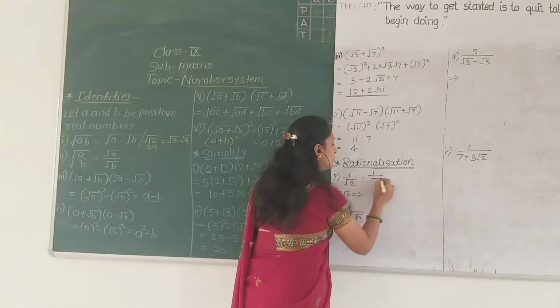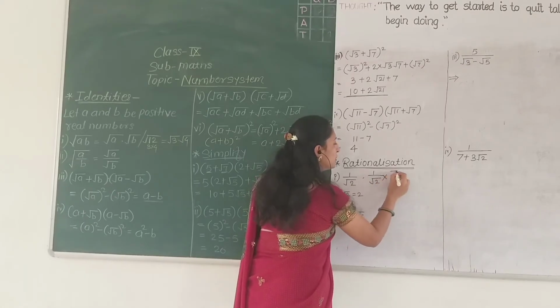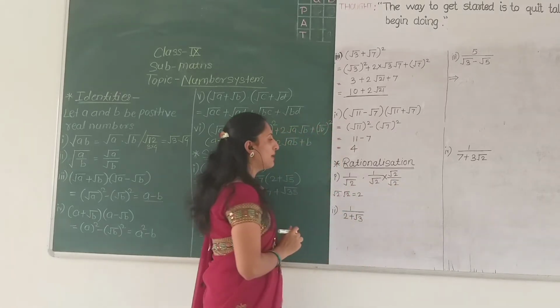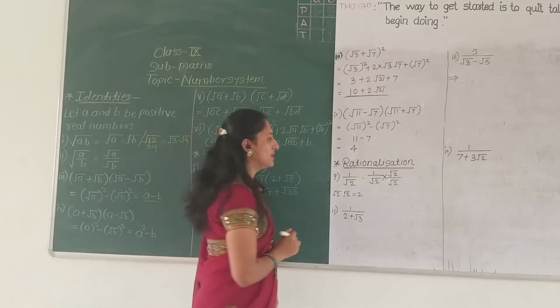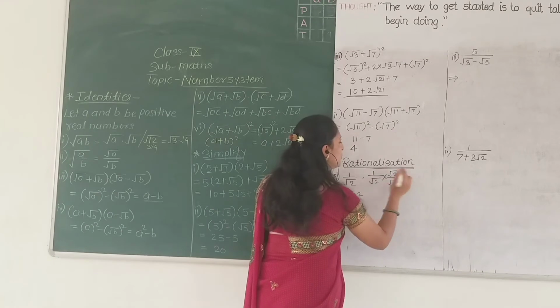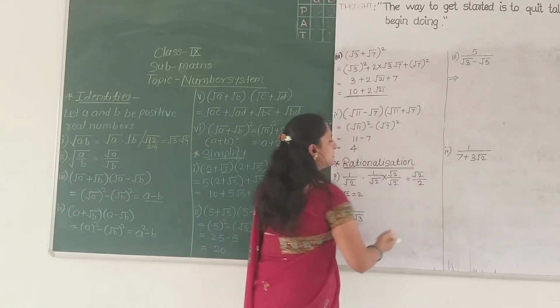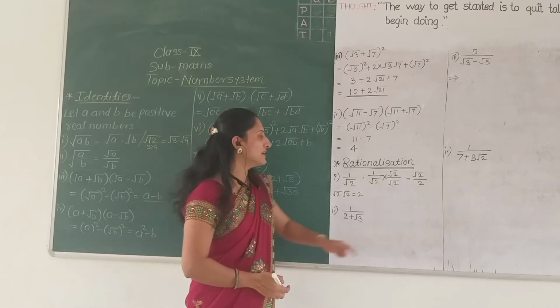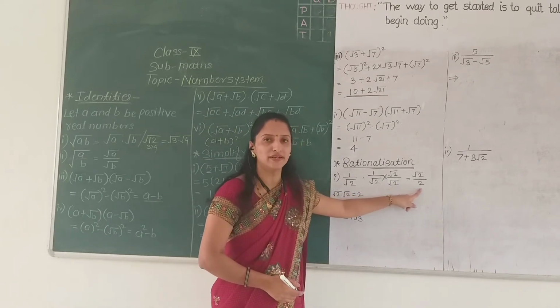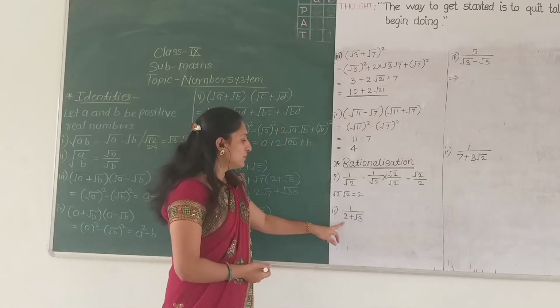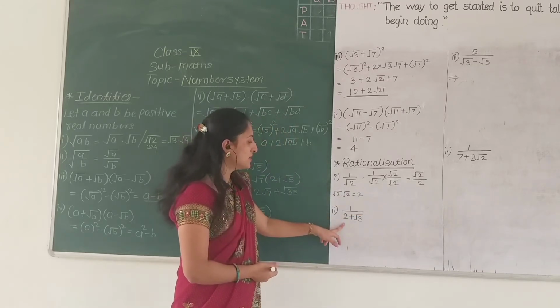So let us look here. 1 upon root 2, I multiply root 2 and root 2 in the numerator and denominator. So here I get 1 into root 2 is root 2, and root 2 into root 2 is 2. So 2 is a rational number. I get 2 in the denominator, which is rational. Okay. Now look at the second example.